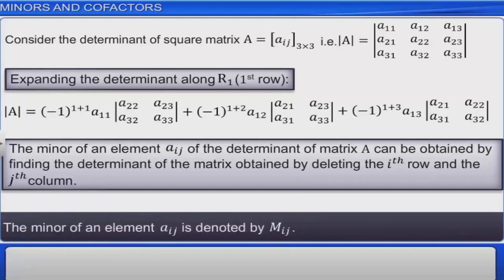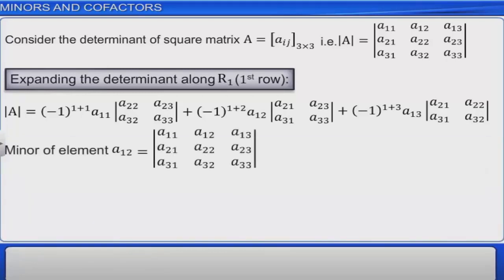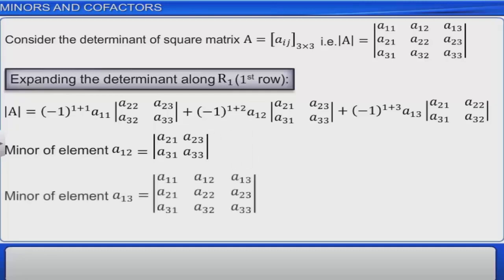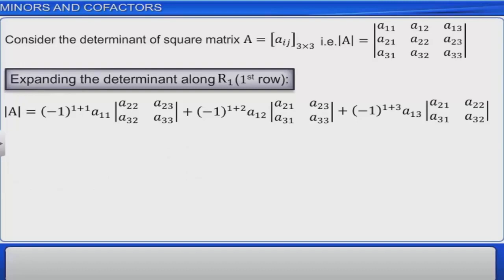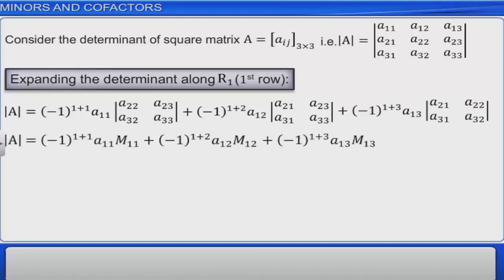Similarly, the minor of A12 can be obtained by finding the determinant of the matrix obtained by deleting the first row and the second column. And the minor of A13 is the determinant of the matrix obtained by deleting the first row and the third column. In the same way, the minors of the other elements of matrix A can be found. Now, let's get back to the expansion of the determinant of A along the first row. In terms of minors, the determinant of A can be written as shown.